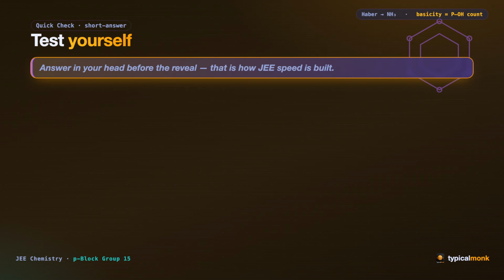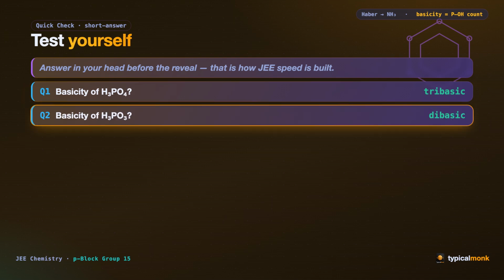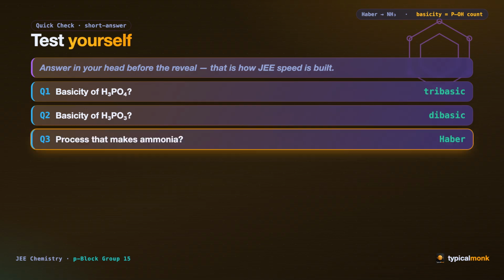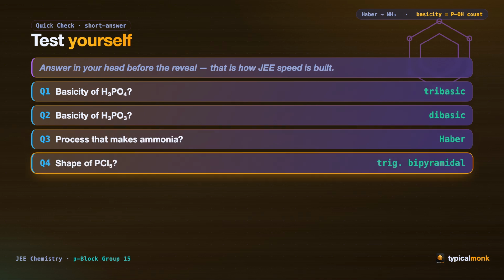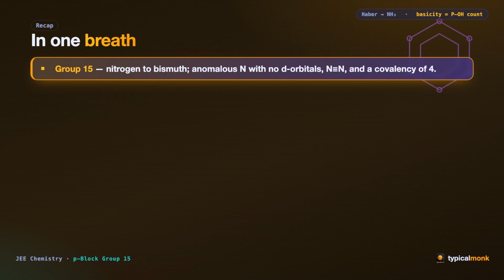Now, test yourself. Answer in your head before the reveal. That is how JEE speed is built. Here we go. Question 1. The basicity of phosphoric acid, H3PO4? Tribasic. Question 2. The basicity of phosphorus acid, H3PO3? Dibasic. Question 3. The process that makes ammonia? The Haber process. Question 4. The shape of phosphorus pentachloride? Trigonal bipyramidal. And question 5. The unit of white phosphorus? The P4 tetrahedron.